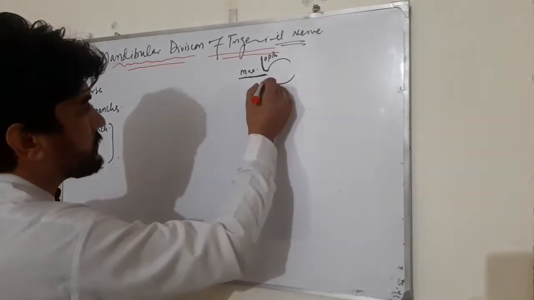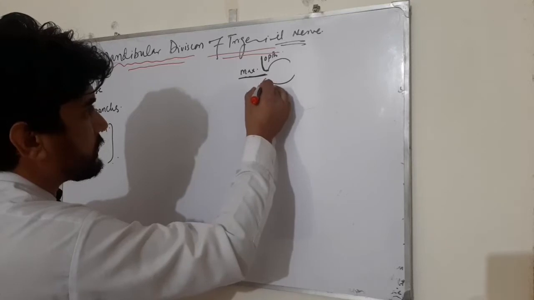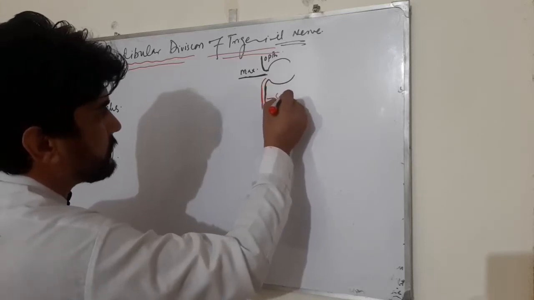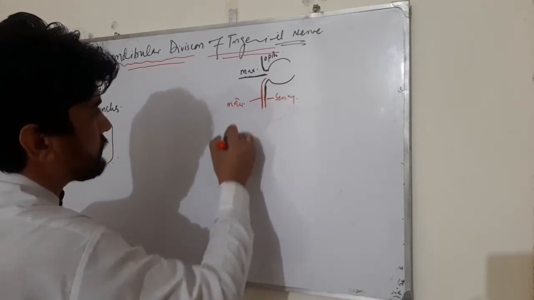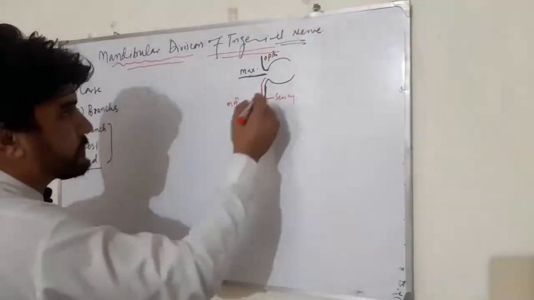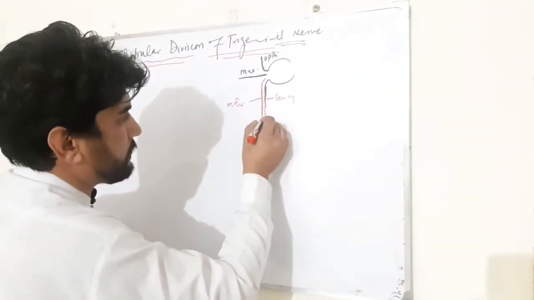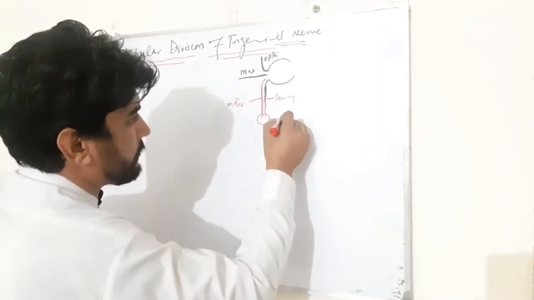Mandibular is a mixed nerve. One root is sensory and the other is motor. Both roots come out from the trigeminal ganglion and come out of the cranial cavity through the foramen ovale.